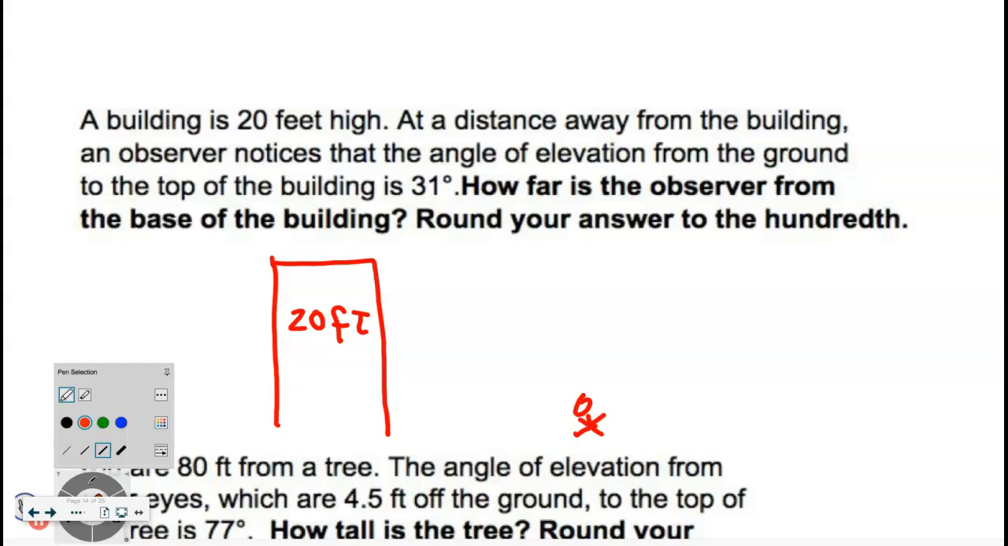The observer notices that the angle of elevation from the ground, so they're actually giving you this one. Angle of depression would be if there was somebody on top of the building looking down. And they said that that's 31 degrees. So we're going to do 31 degrees. We're going to make our right triangle in there, and we're going to go through our whole process.